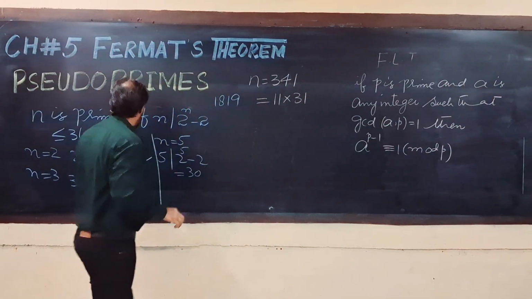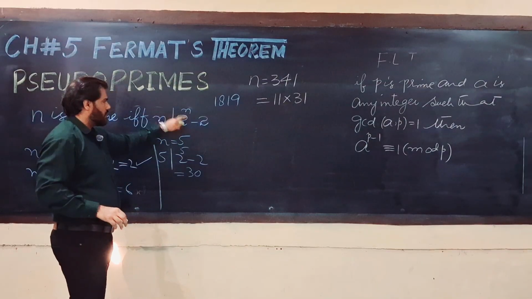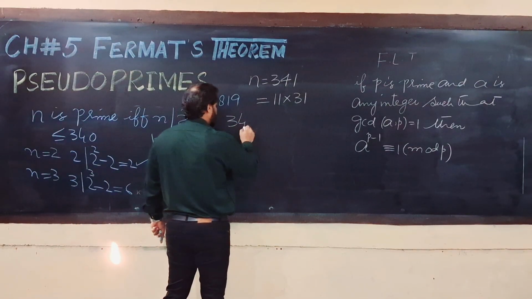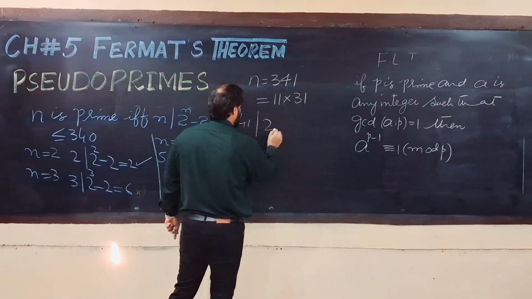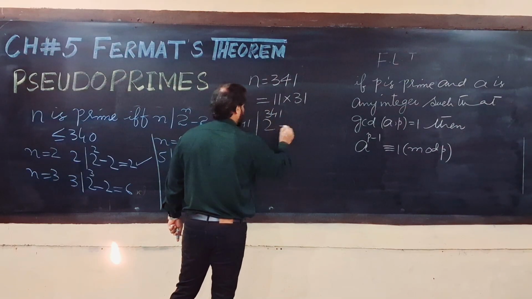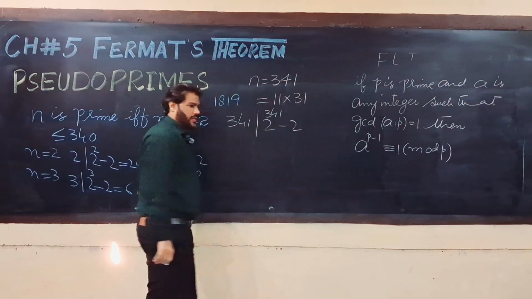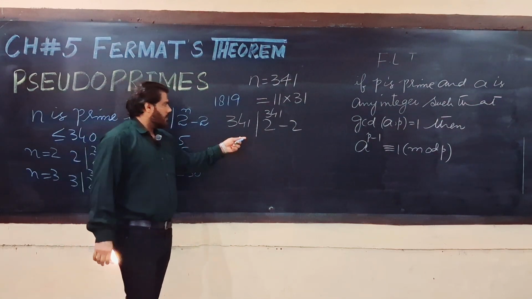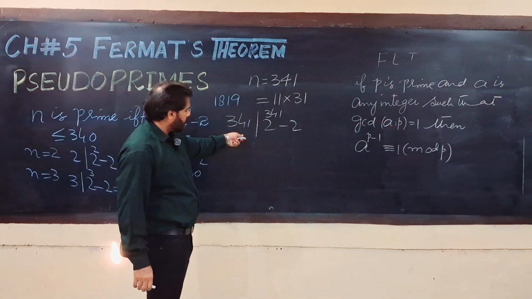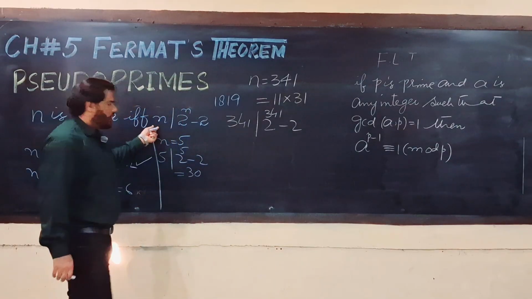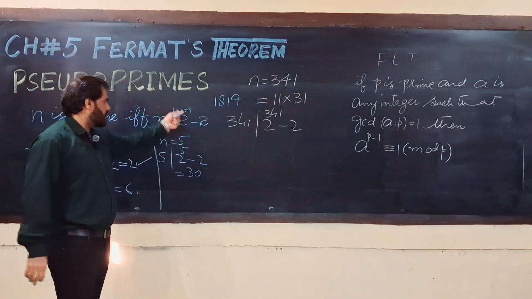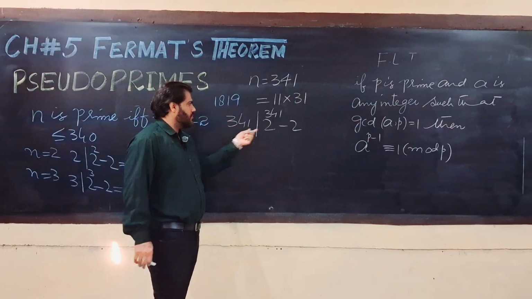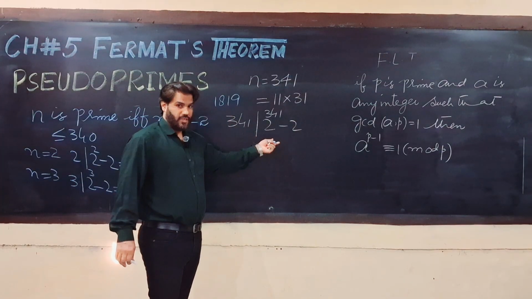But still this number divides 2 raised to power n minus 2. That is, 341 divides 2 raised to power 341 minus 2. This shows that their claim is not true, because they said that only the prime number divides 2 raised to power n minus 2. But we find a composite number that still divides 2 raised to power 341 minus 2.